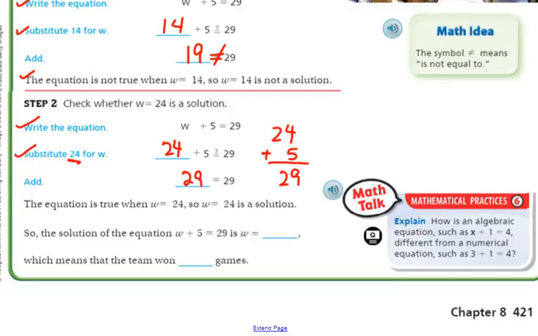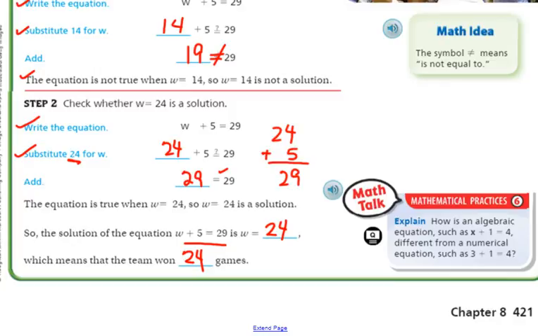That's what I mentioned up there with our last and final step. We want to make sure that it's equal, and if it is, then it is a solution. The equation is true when W equals 24, so W equals 24 is a solution. The solution of the equation W plus 5 equals 29 is W equals 24, which means that the team won 24 games. If you add the games they won with the games they lost, you get the total number of games played, which was 29.